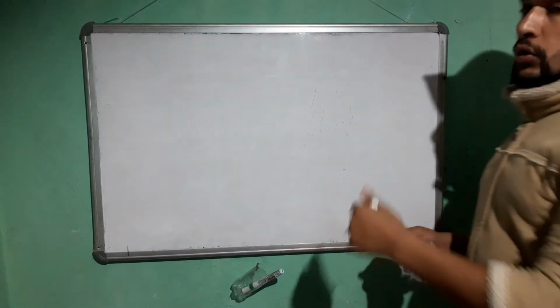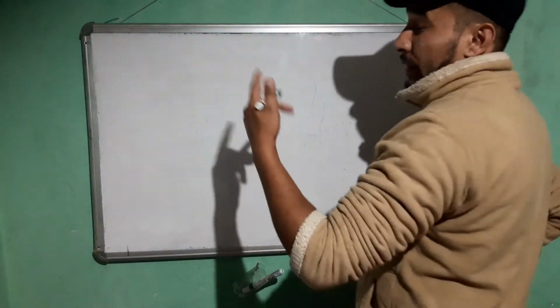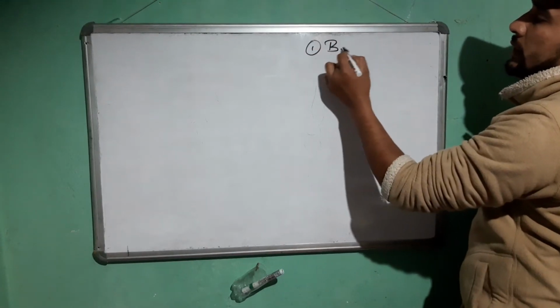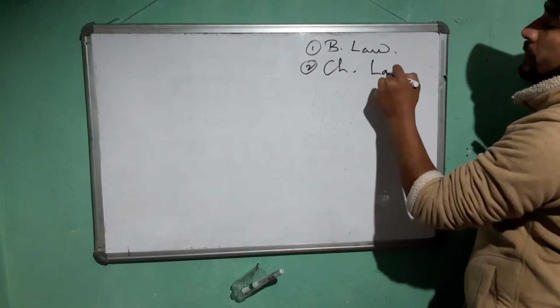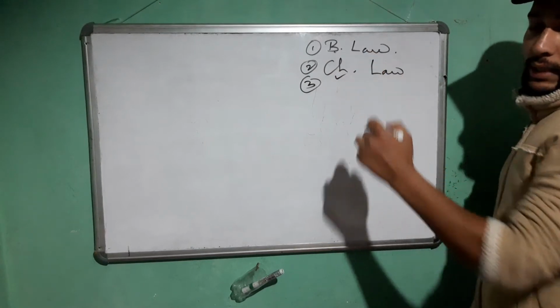Now let's move on to gas laws, the exact content of the chapter. I have already explained that in this chapter you have to do two different laws. Number one is Boyle's law, number two is Charles's law, and number three is the combined form of Boyle's law and Charles's law.